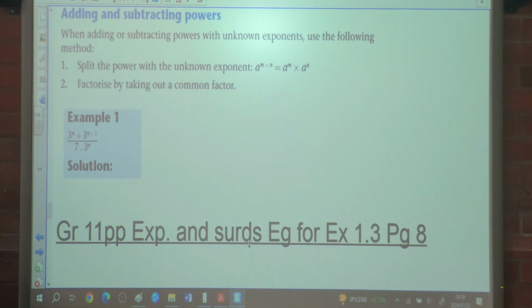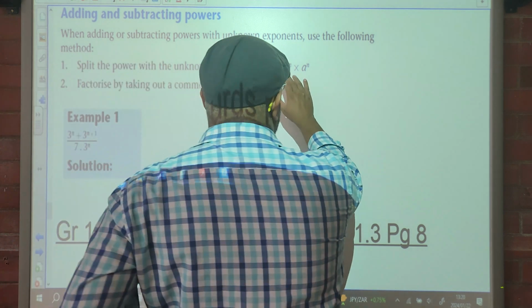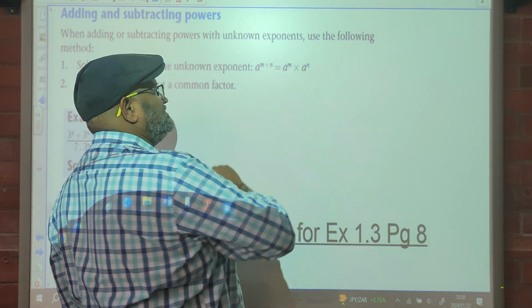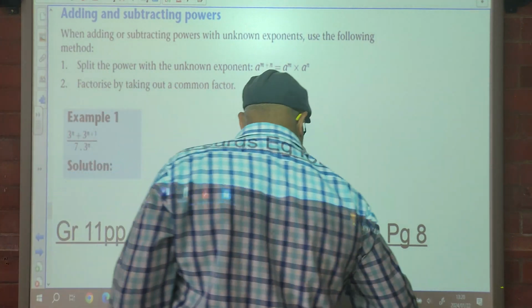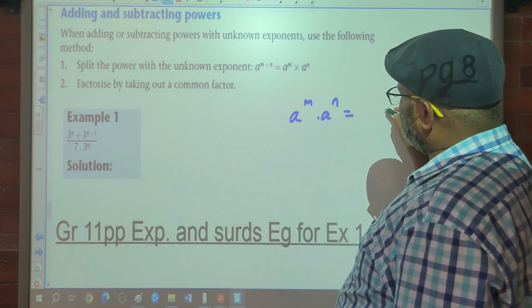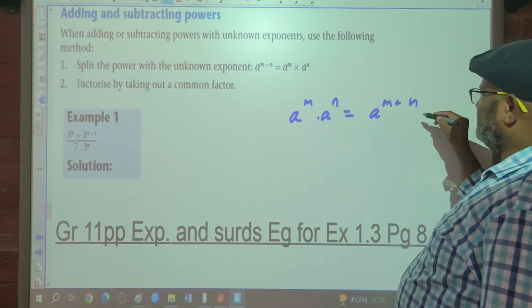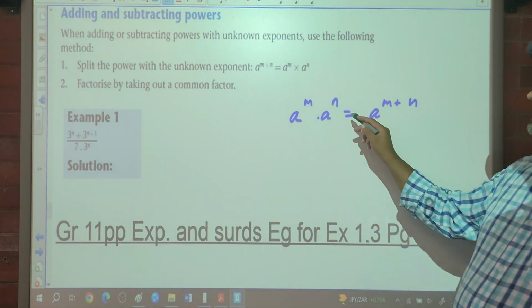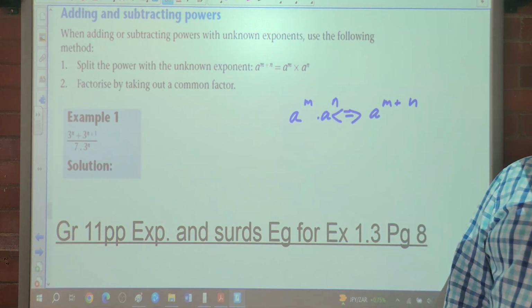Okay? So in adding or subtracting powers with unknown exponents, use the following method. Split the powers with unknown exponents. So a to the exponent n plus m can be written as a to the exponent m times a to the exponent n. Remember the rule that says a to the exponent m times a to the exponent n can be written as a to the m plus n. That's the first rule of exponents. So now we're working it in reverse basically. Okay?